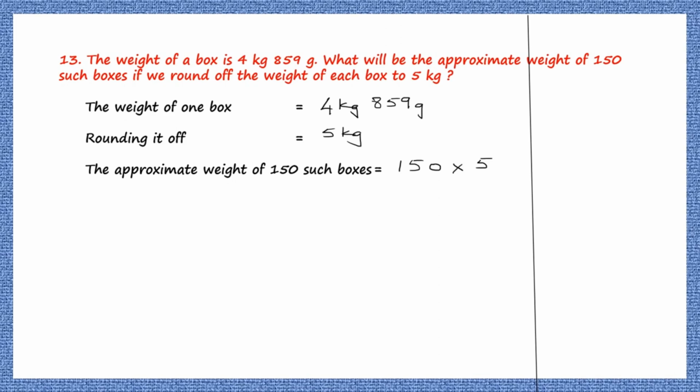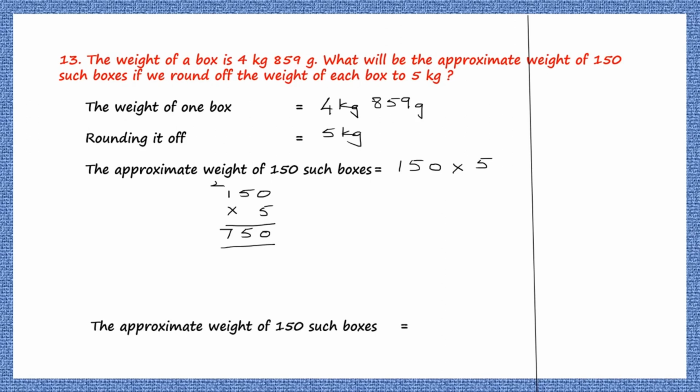So let's multiply this. 150 into 5. 5 zeros are 0, 5 fives are 25, carry 2, 5 ones are 5, 6, 7. So 750. So the approximate weight of 150 such boxes is 750 kilograms. So this is our answer.